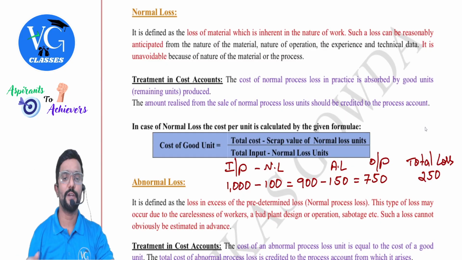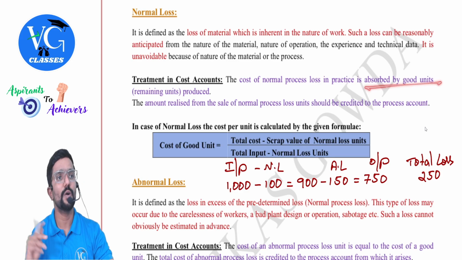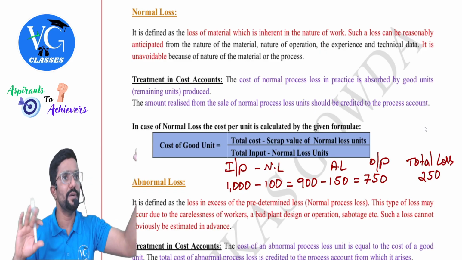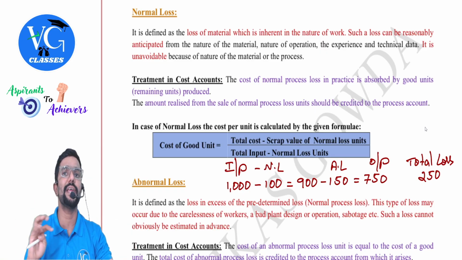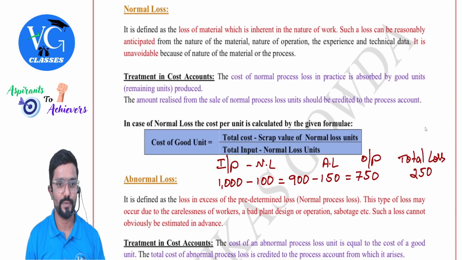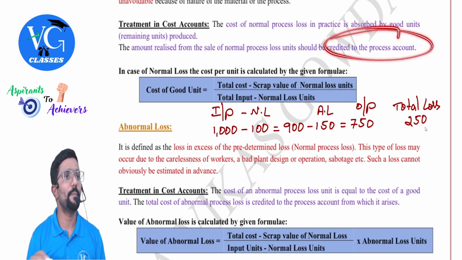Treatment in cost accounts for normal loss. The cost of normal loss in practice is observed by good units. Good units means the remaining units, that is the total input minus the normal loss units. In my example, it was 95 remaining units produced. The amount realized from the sale of normal loss units should be credited to the process account.